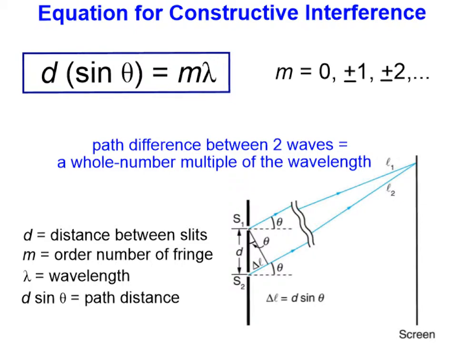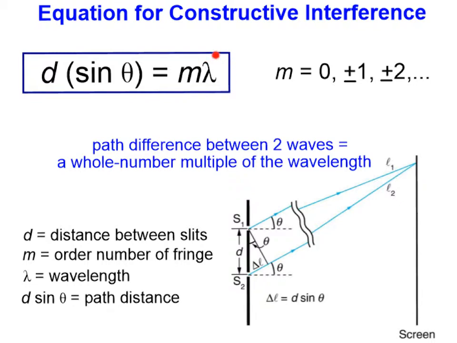So this allows us to write a couple of equations. The first one is our equation for constructive interference. And when we have constructive interference, this equation is going to represent a variety of variables for us. D being the distance between the slits. Theta is right here, the angle that is formed when we take the difference between those path lengths.